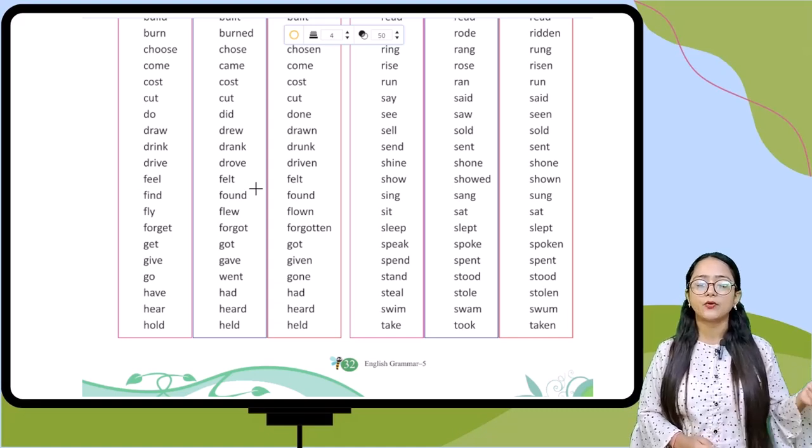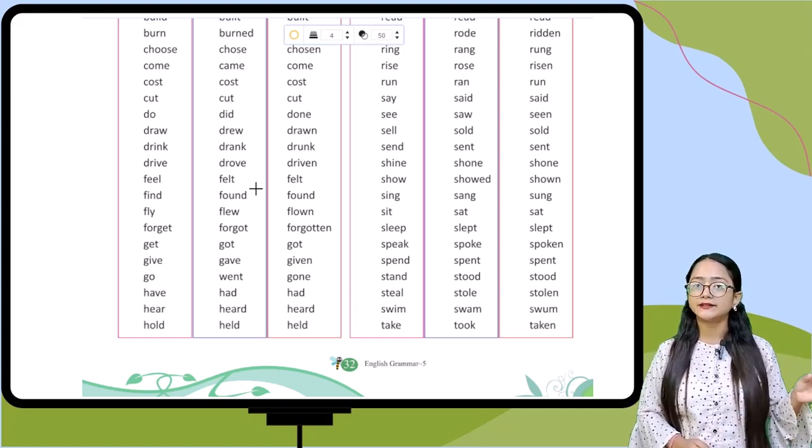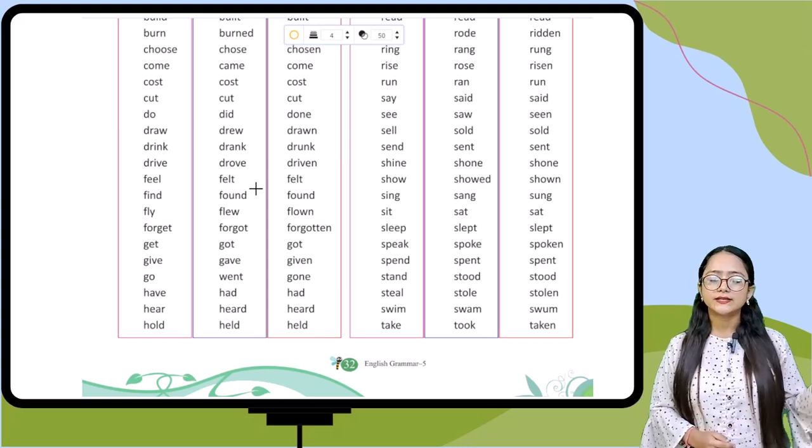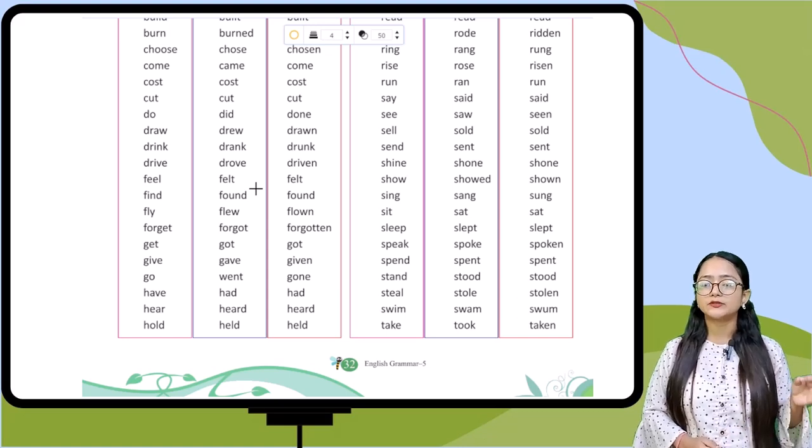Next, speak, spoke, spoken. Next one, spend, spent, spent. Next, stand, stood, stood. Next one, steal, stole, stolen. Next, swim, swam, swum. Next one, take, took, taken. Okay.